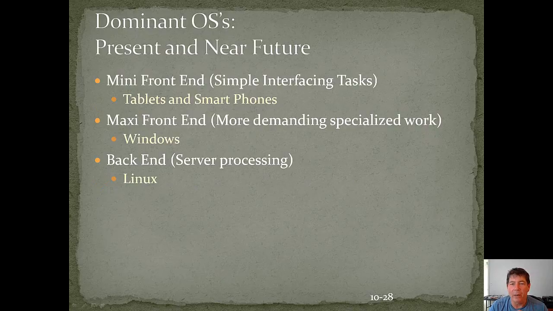So what about now in the future? Well, we have this new set of hardware devices called tablets and smartphones coming out. And these OSs are actually becoming more and more important. So the difference between them and Windows is that Windows has a maximum front end.